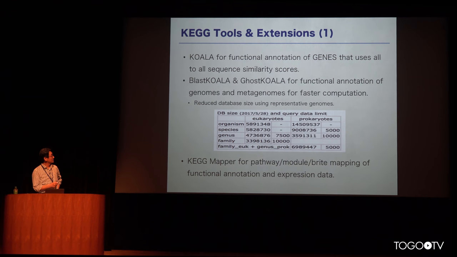And we also use a reduced database. So currently, the KEGG database has over 4,000 species and over 10 million sequences. So we select the representative species from organism level or species level or genus level and family level, and we create the representative database for those species. And if the other species in that group do not have a homology sequence to the representative species, we add that information too. So the current number of the sequences for the eukaryotes and the prokaryotes is like this.